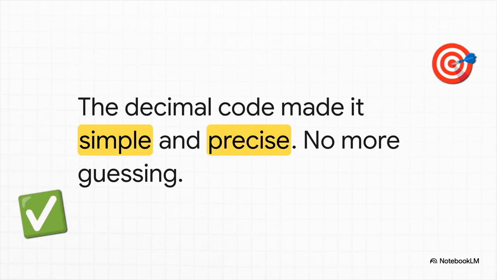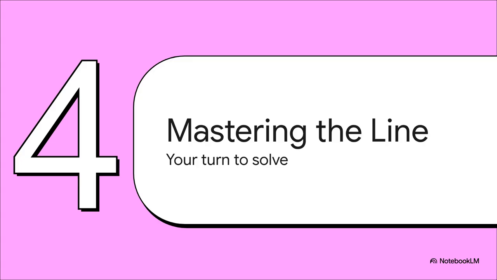What seemed messy and uncertain a minute ago is now perfectly ordered. 1/2, 2/3, and 3/4 all sitting in their correct spots. Why? Because the decimal code makes it simple and precise. No more guessing. Okay, so you've seen how it works. You have the secret code. Now it's time for you to master the number line. It's your turn to solve.